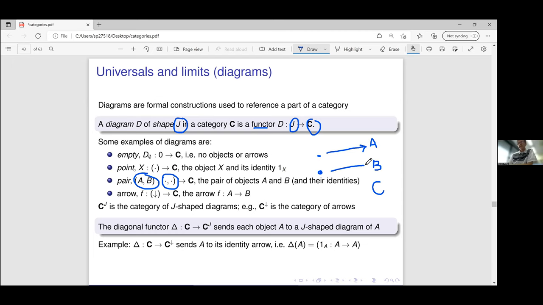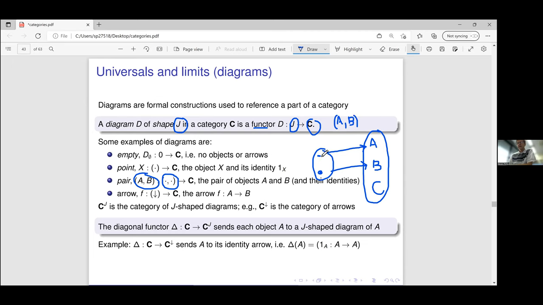Sorry. What's happening here? Here is our shape category. It just has two objects. We don't really care what the objects are because we're not really interested in the origin. We're really only interested in what they're pointing to. In this case, they're pointing to these two objects, A and B. And so the notation for A and B is doing double duty here. It's notating the pair of objects, A and B, but it's also notating the specific functor.